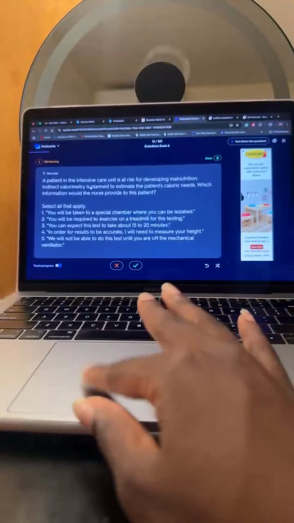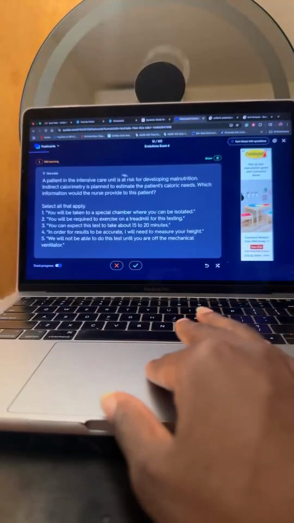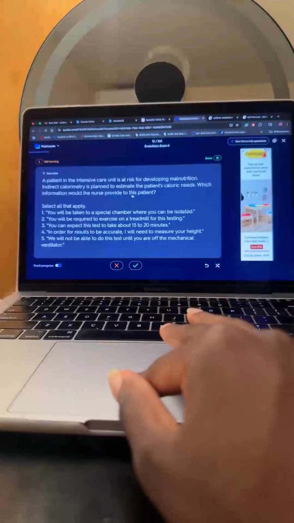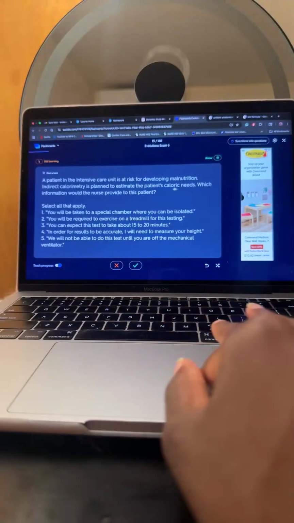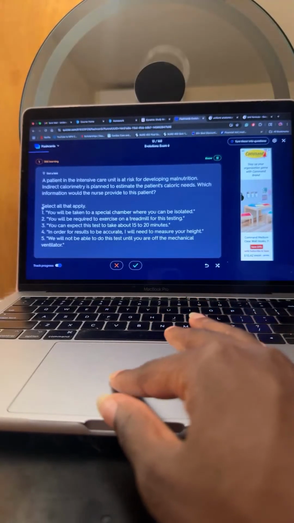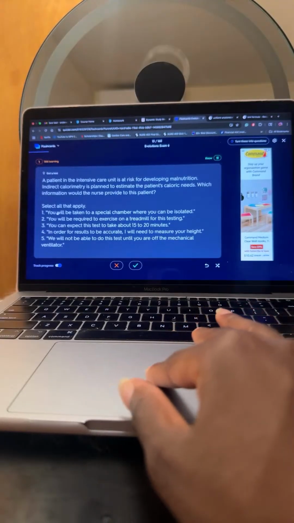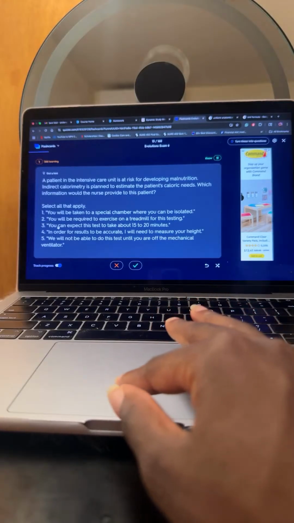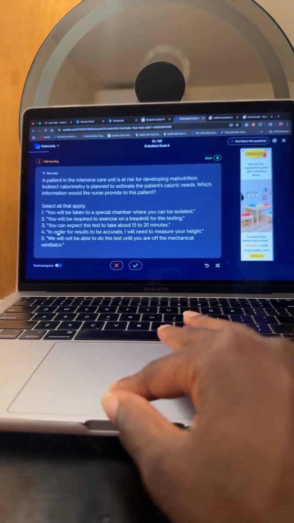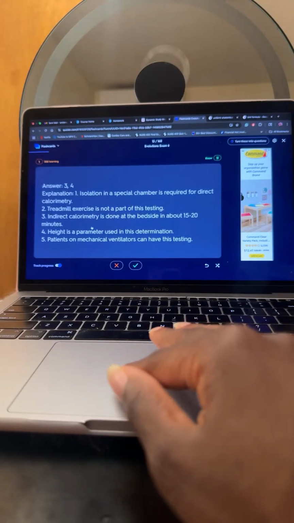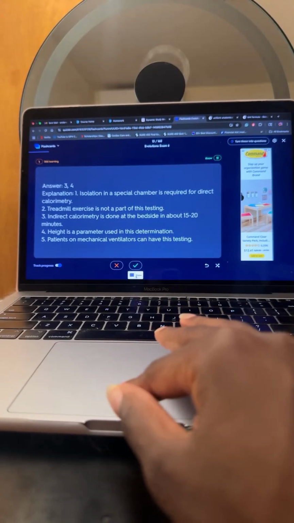A patient in the intensive care unit is at risk for developing malnutrition. Indirect calorimetry is planned to help estimate the patient's caloric needs. Which information would the nurse provide to this patient? Not 1. Yes, 3. Yes. 2. I think 3 and 4. Yep, 3 and 4.